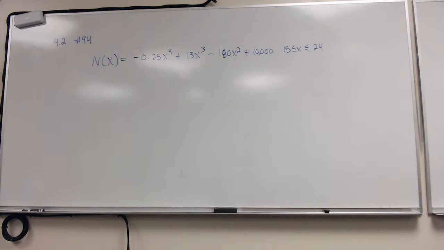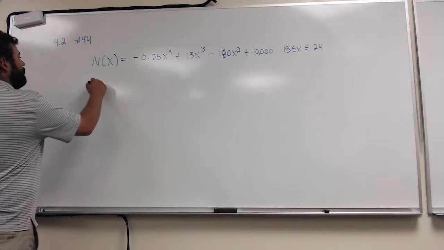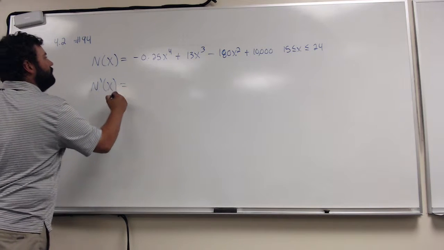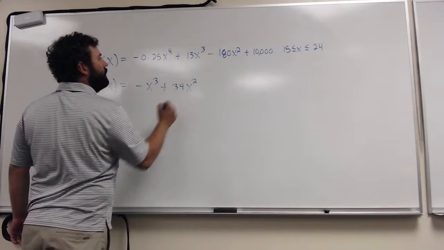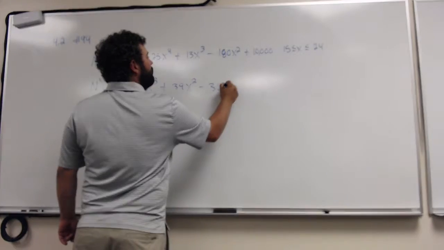Okay, so the point of diminishing returns is where the rate of change of the sales changes from increasing to decreasing. Okay, which ultimately is just saying the point of diminishing returns is just the inflection point. It's the place where the first derivative changes from positive to negative. Okay, so you can take a first derivative, which is going to be minus x cubed plus 39x squared minus 360x.